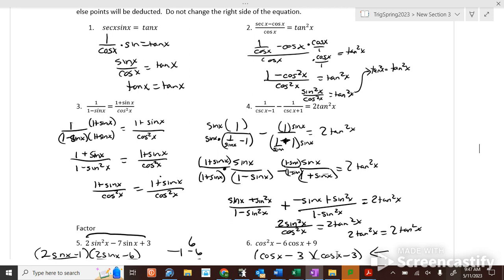This one. When you see a subtraction in the denominator, no subtraction in the denominator, but addition in the numerator, you got to think conjugate. So we took this one times the conjugate at the top and bottom. Okay? So 1 plus sine of x over 1 minus sine squared of x. Well, 1 minus sine squared of x is cosine squared of x. And we're done already.